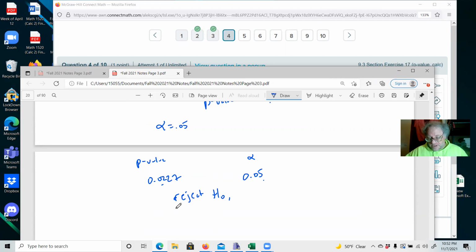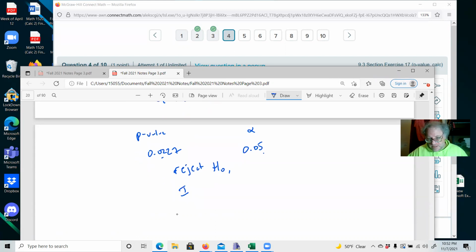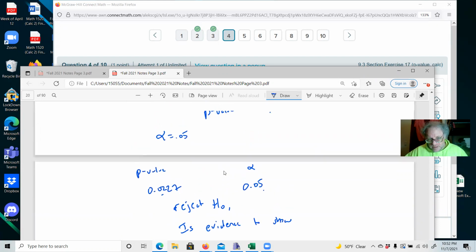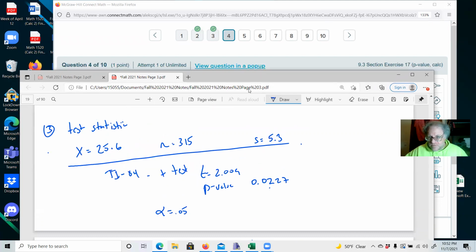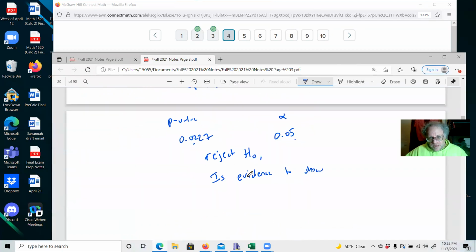Reject H0 if there is enough evidence to show that one-year-old, 12-month baby boys are more than 25 pounds. Okay, something like that.